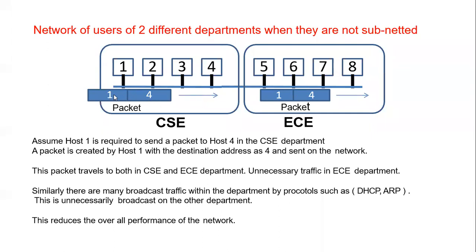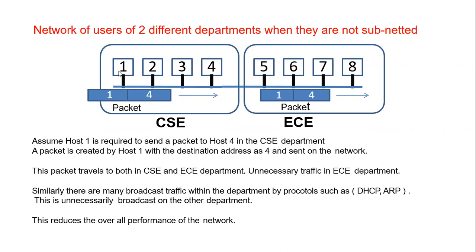Now what happens? You have to send a packet from 1 to 4. This packet will travel to all the hosts in the network. So now all the hosts will check which is the destination, and some processing time is involved. And this is also broadcasted to both departments.